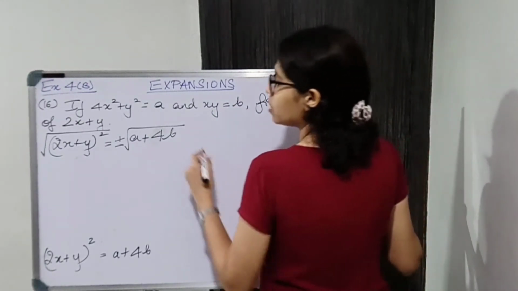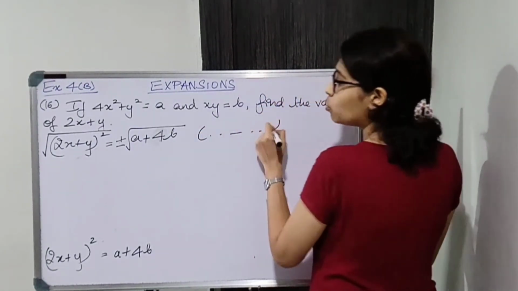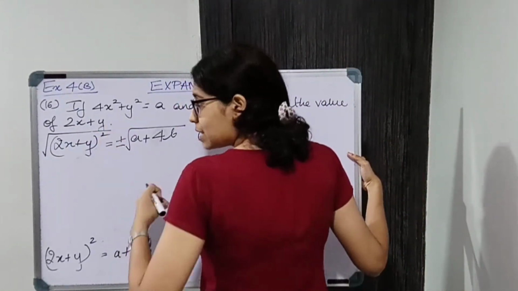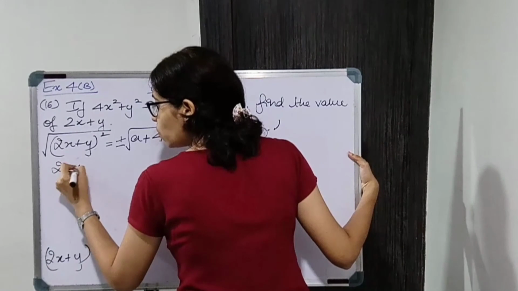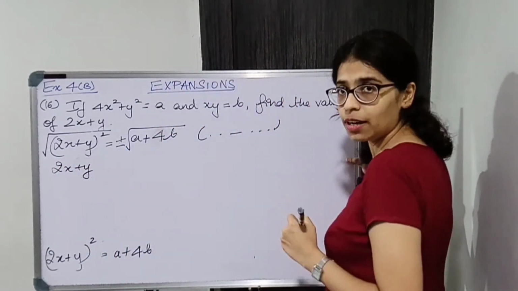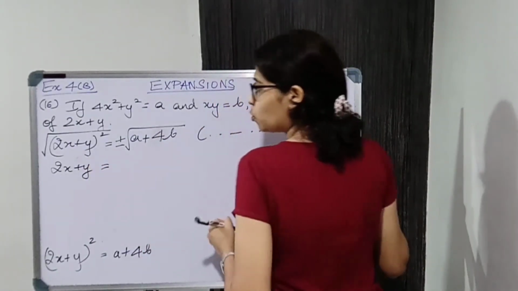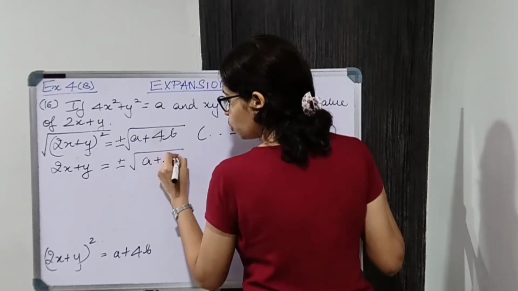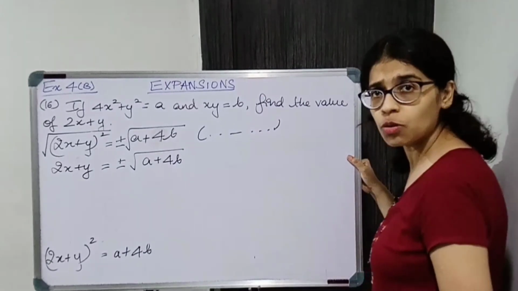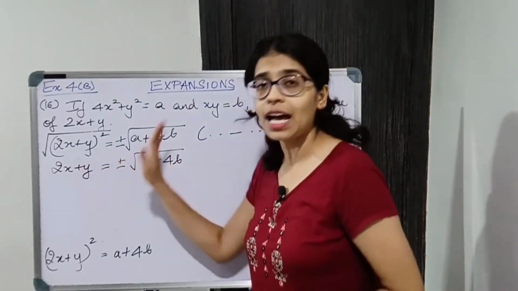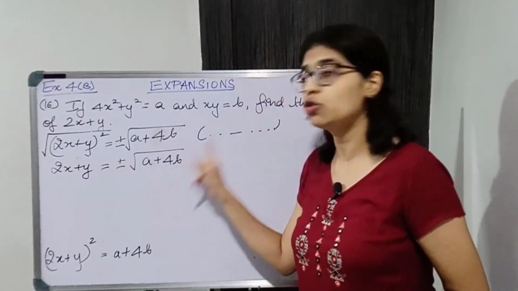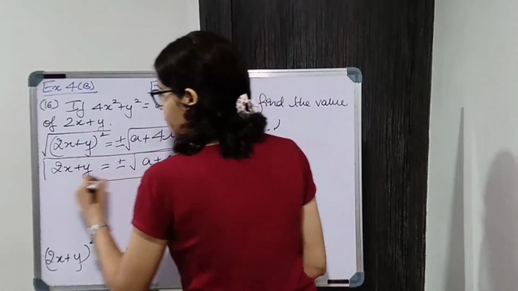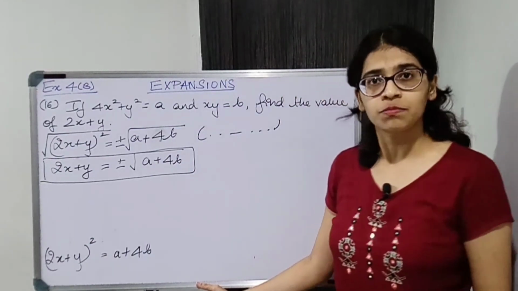Write down the reason: taking square root on both sides. Square and square root cancel out each other, so we are left with 2x + y is equal to plus or minus root of a + 4b. I cannot take the square root of this, so I'll keep this as it is. So 2x + y is equal to ±√(a + 4b). Box this.